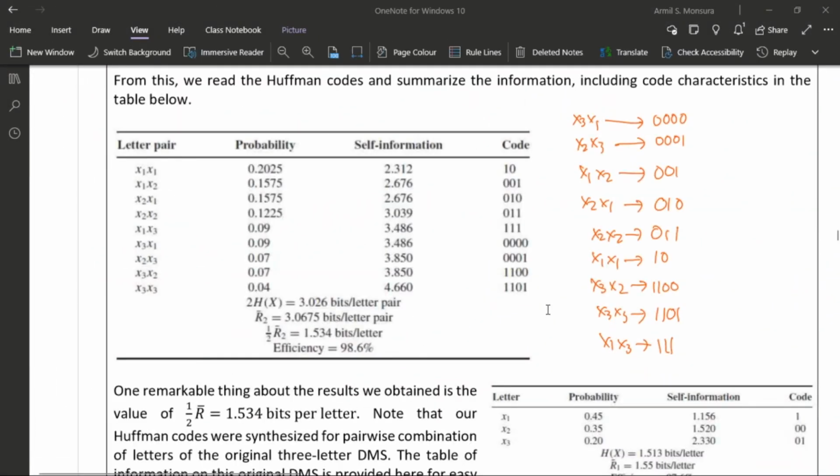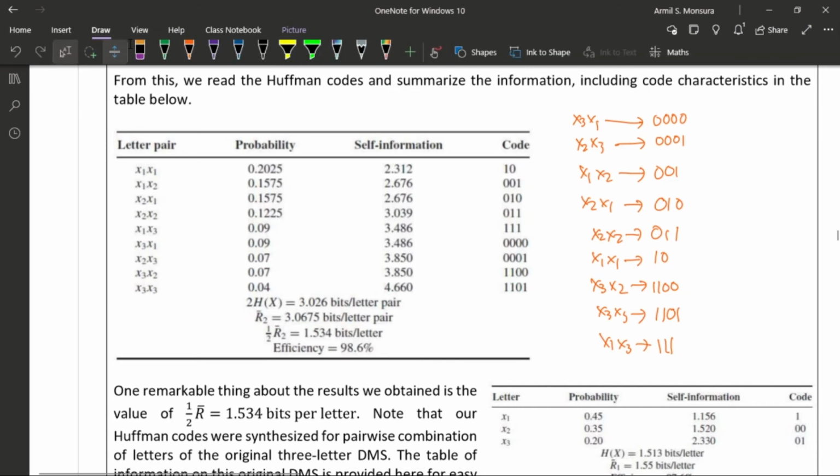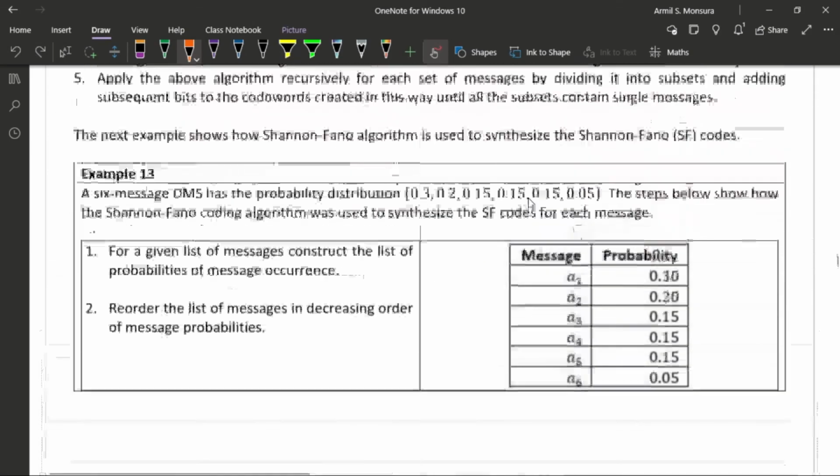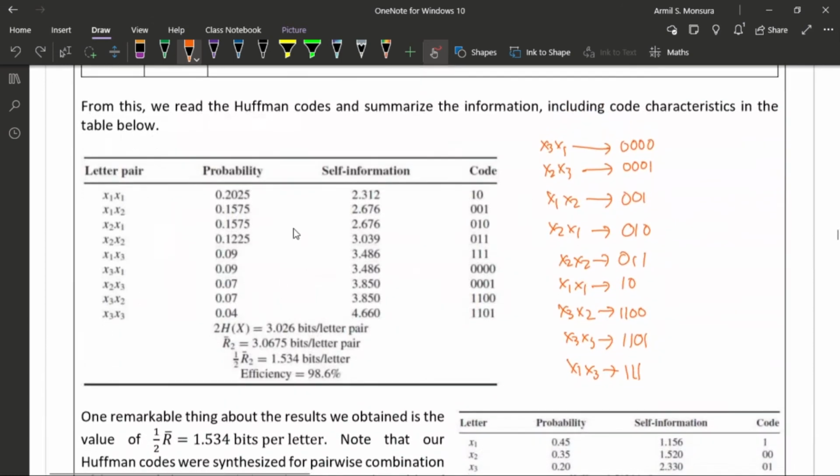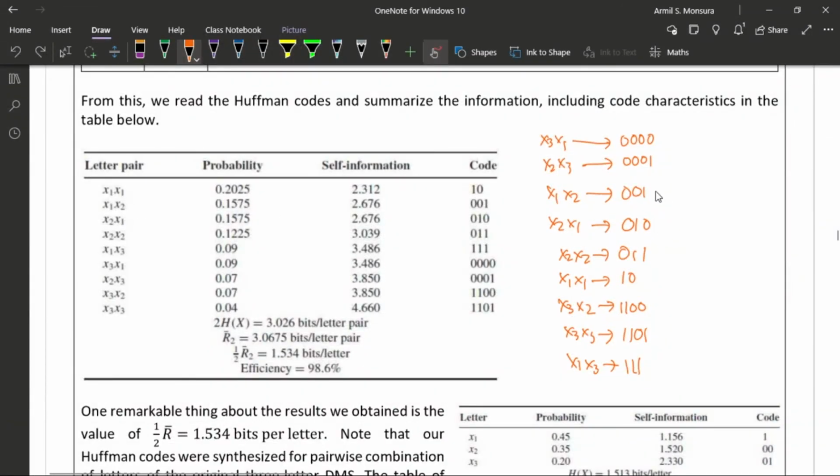So let's check. This is the code that we have generated using the code tree that we have constructed using the Huffman algorithm. In this table, the letter pairs are now arranged in decreasing probabilities. The highest is x1, x1. The code for x1, x1 is 1 0. Next, for x1, x2, we have 0 0 1. For x2, x1, we have 0 1 0. For x2, x2, we have 0 1 1.